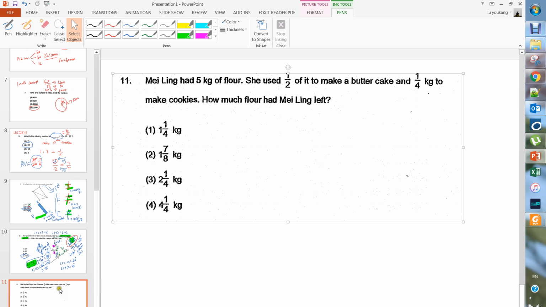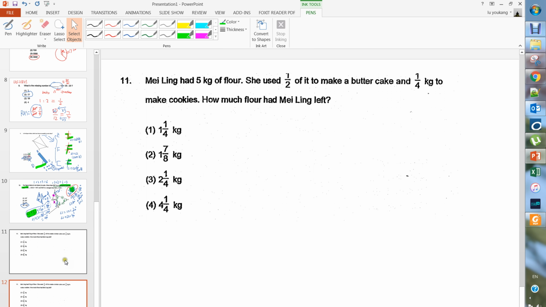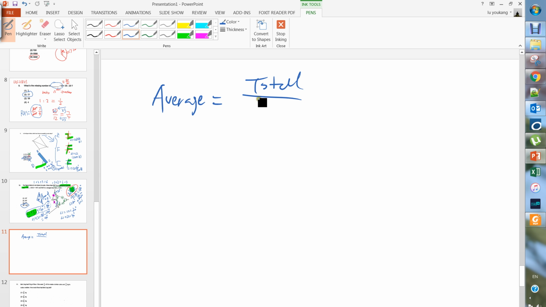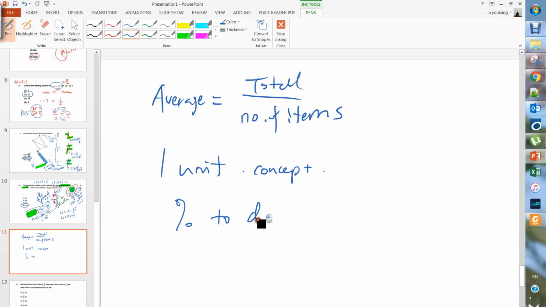We have not learned many concepts. So what concepts have we learned so far? What was the formula? Average is equal to? Yep, very good. Total over the number of items. What else? Yep, the 1 unit concept, which is like 3 people, $6, that kind of thing. And then what else? Yeah, percentage too.